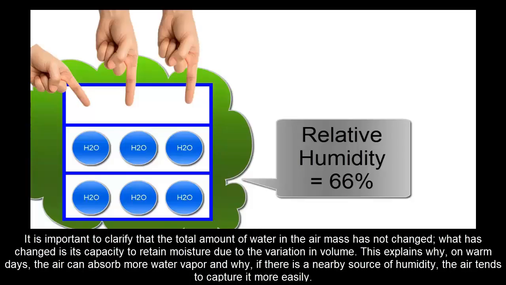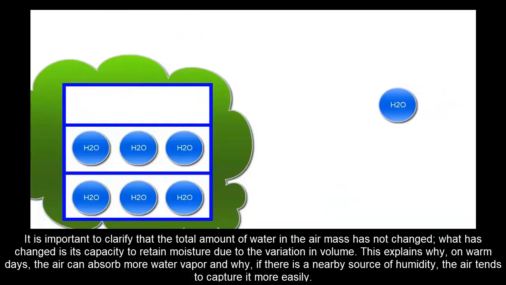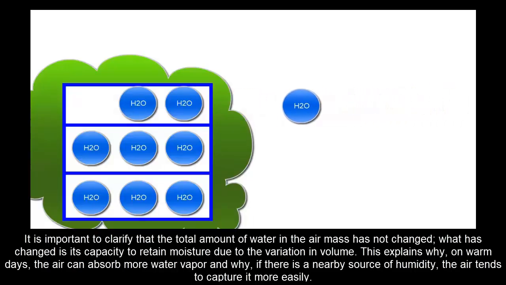It is important to clarify that the total amount of water in the air mass has not changed. What has changed is its capacity to retain moisture due to the variation in volume. This explains why on warm days the air can absorb more water vapor, and why, if there is a nearby source of humidity, the air tends to capture it more easily.